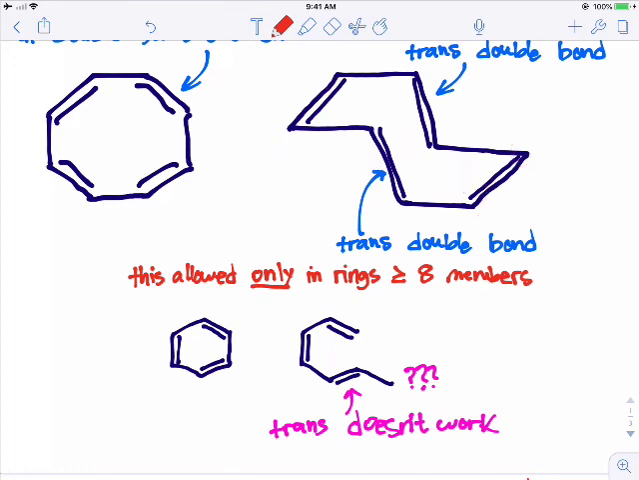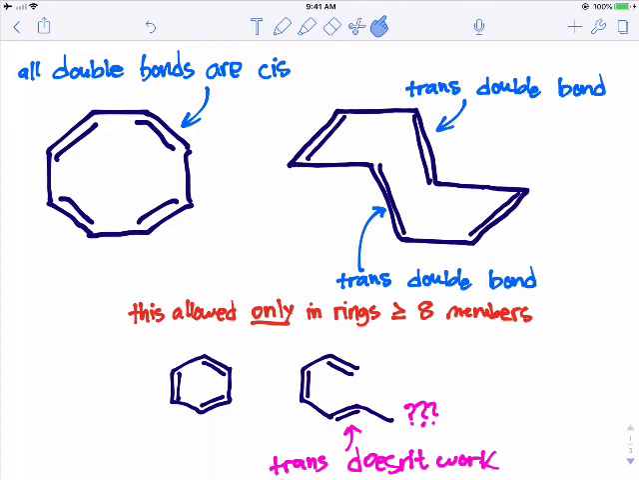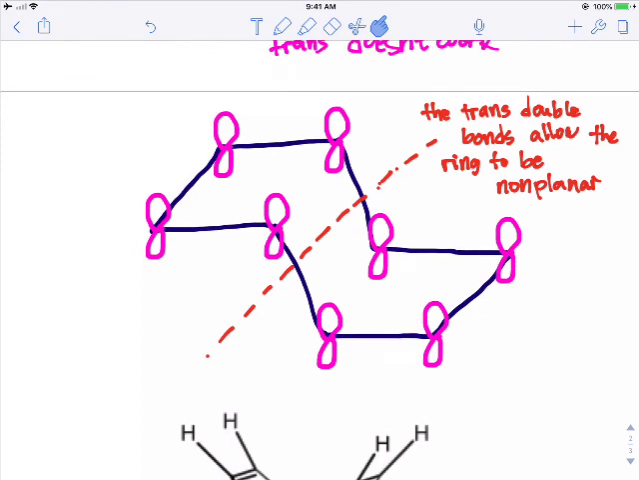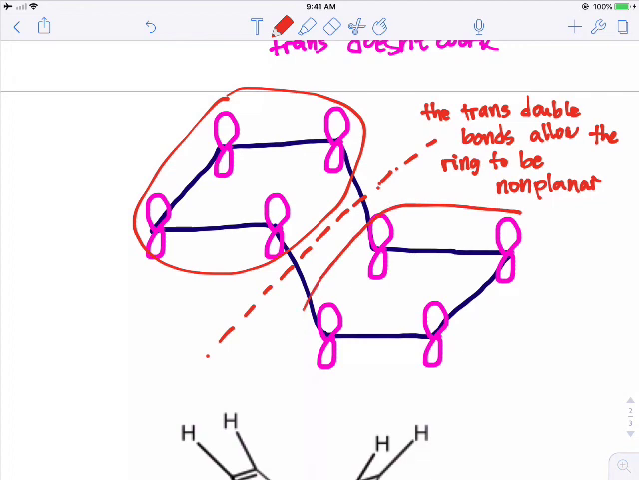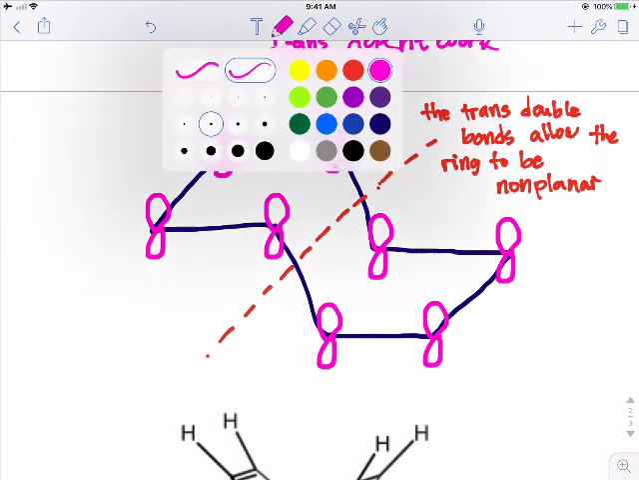cyclooctatetraene. And that's actually pretty important because you'll notice that in the trans version of cyclooctatetraene, the trans double bonds actually cause the ring to kind of pop out of plane. Well, look here. The area where the trans double bonds exist in this ring causes the ring to pop out of plane so that one half of the ring up here is on one plane, and this half of the ring down here is on another plane. And what we end up with is a region where the orbitals cannot overlap.